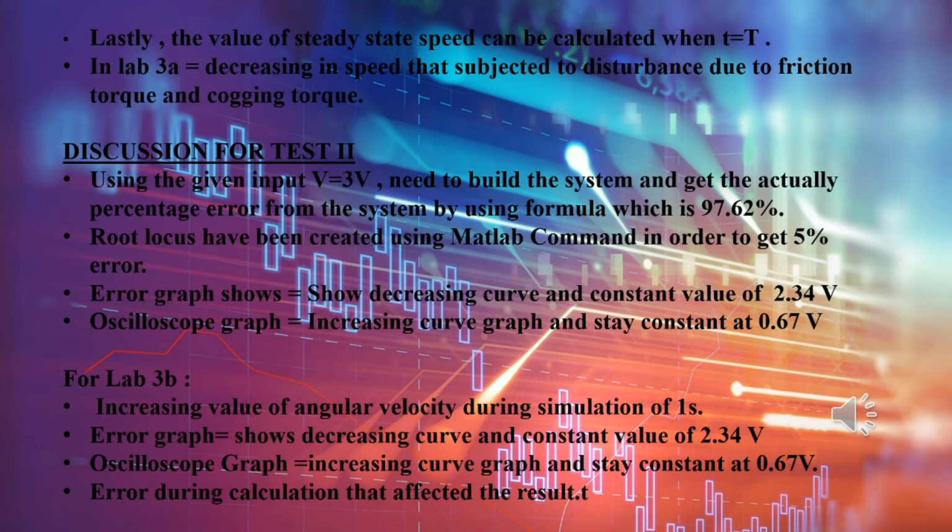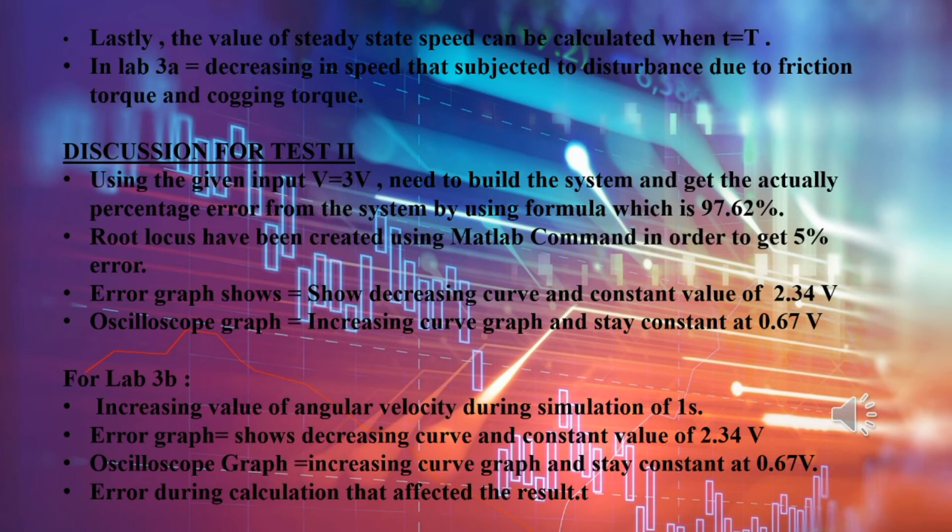In Lab 3A, it shows a decrease in speed that might be subjected to disturbance due to the friction torque and cogging torque. Discussion for test 2. By using the given input voltage equal to 3 volt, we need to build the system and get the actual percentage error from the system by using the formula, which in result we get 97.62%.